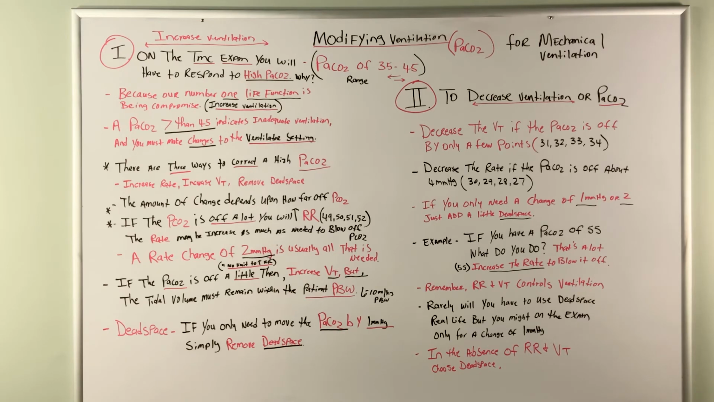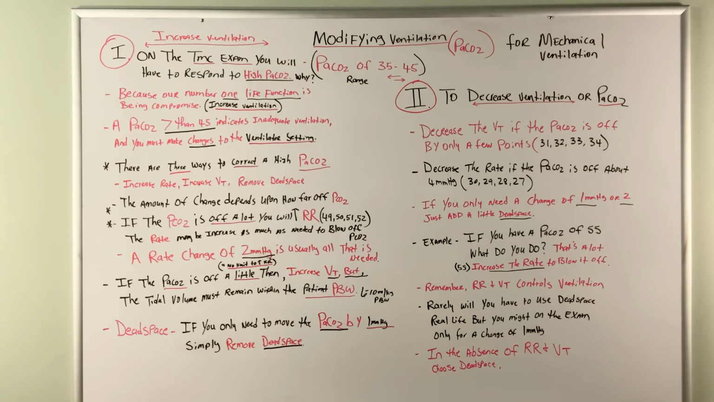And what I mean by that is when you get a CO2 of like 30, 29, 28, or 27, then you can decrease the rate. If you only need a change in the CO2 of about 1 or 2, you can just add a little dead space. When we are decreasing ventilation, we add dead space. When we are increasing ventilation, we remove dead space.